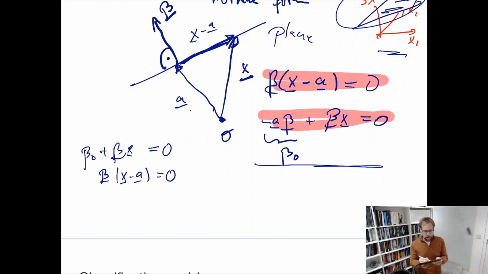But interestingly, what would happen if x would not be on the plane here? What if x would be somehow outside of the plane? So I have x here. Here's my plane.